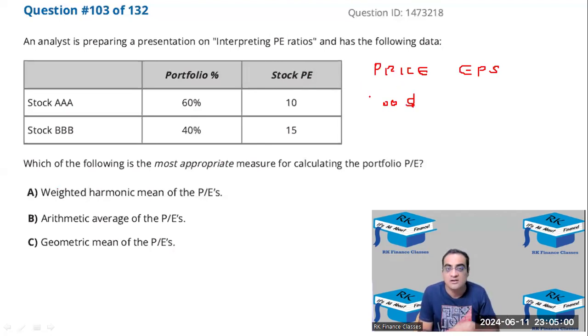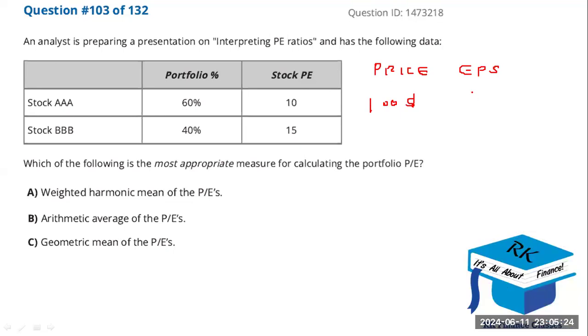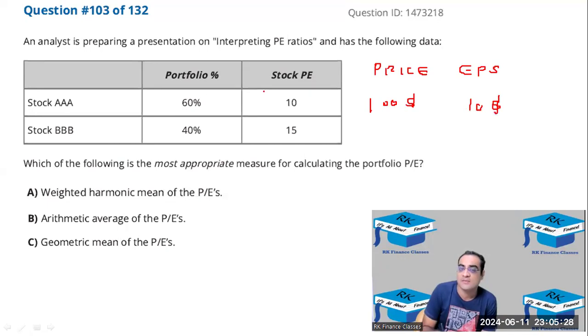Based on the P/E ratio, how much will the earnings be? I'm assuming a price of 100. So to get the P/E ratio of 10, what should be the EPS? It should be 10. All right, good. 100 upon 10 would be equal to 10.